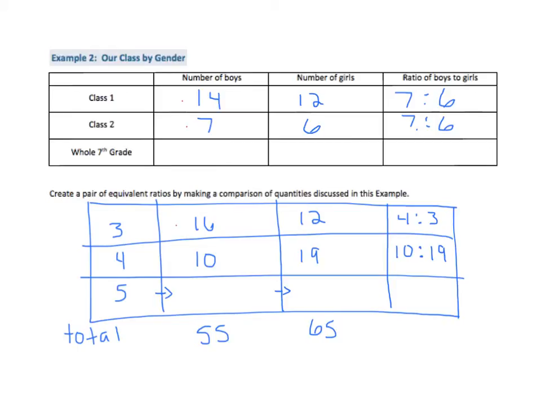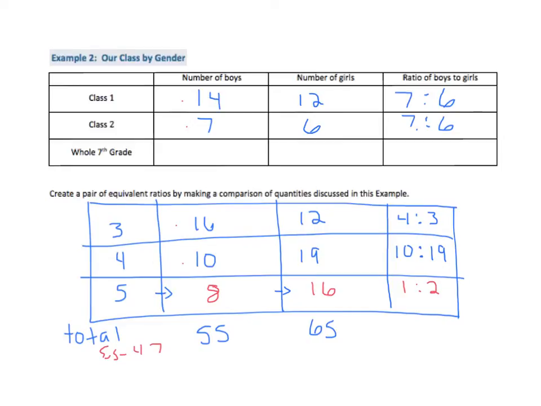14 plus 7 plus 16 plus 10 is 47. So 55 minus 47 is 8. And if we do the same thing for the girls, we come up with 16. So that is 1 to 2. So 3 of the classes had more boys for every girl, and then 2 of the classes had more girls for every boy.